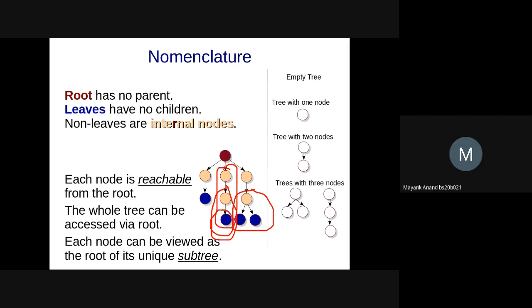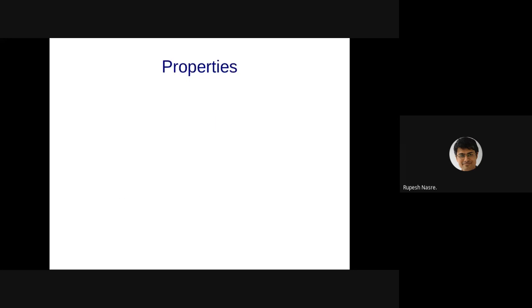Each node can be viewed as the root, except for the leaves, right? Even the leaf can be viewed as a root, which has a single node, right? Yes, correct, with a single node. Okay. Any other concerns, questions? Okay, so we'll move ahead.